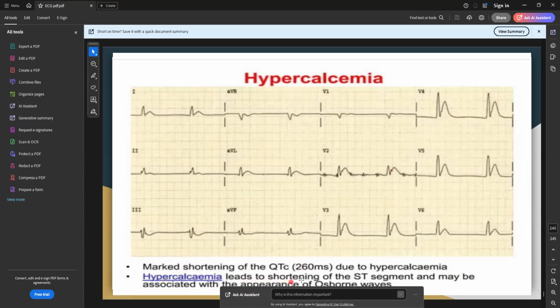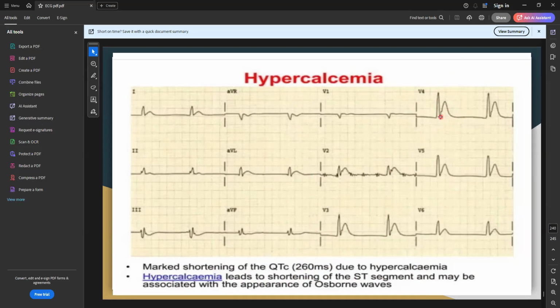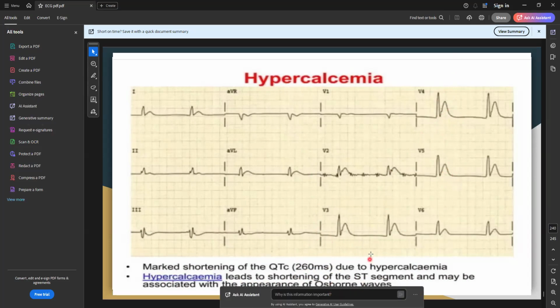Hyperkalemia leads to shortening of the ST segment. Here you can't see the ST segment, only here. And it may be associated with the Osborne waves.